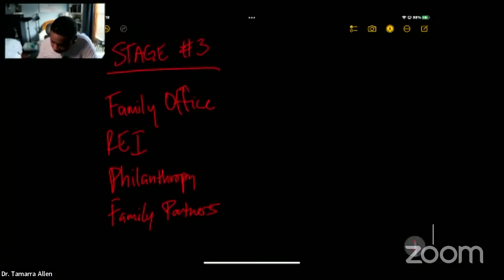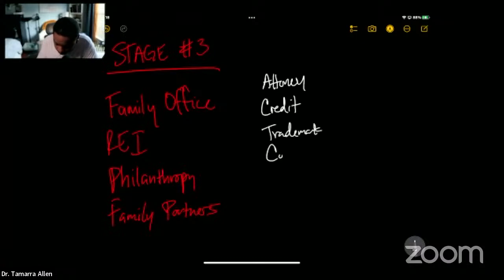Like I said, some of the people you want in your family office, I meant to say this, are your attorneys, credit specialists, trademark attorney, copyright attorney, and tax strategists. A tax strategist and a regular CPA are two separate people. A regular CPA is only for tax season. A tax strategist is there 365 days of the year, making sure you are within the lines of the tax code. You're paying taxes, but not leaving a tip.